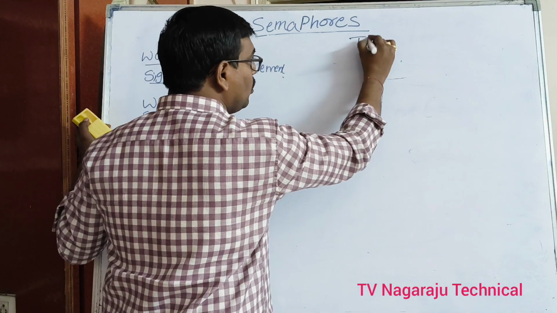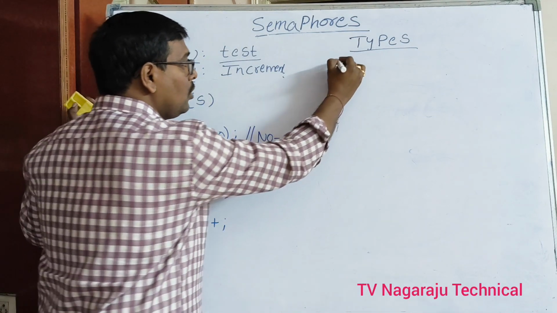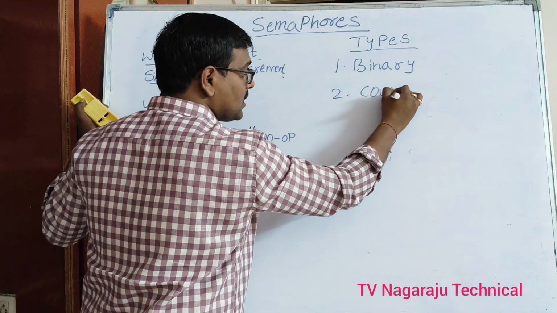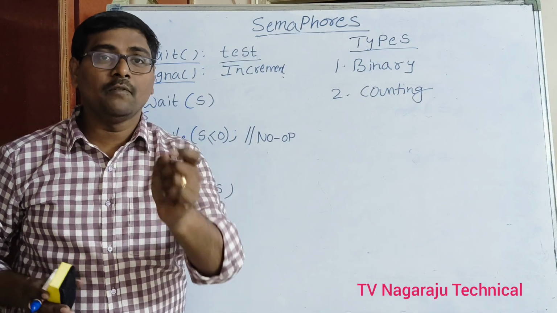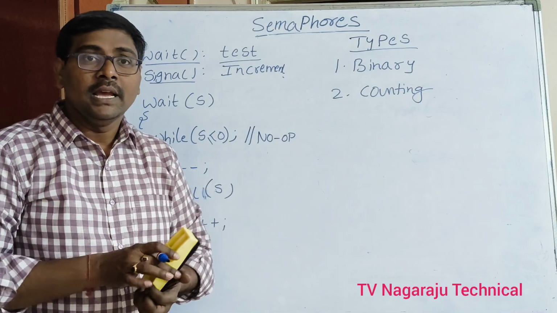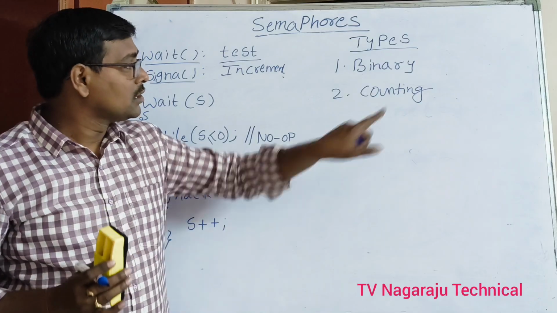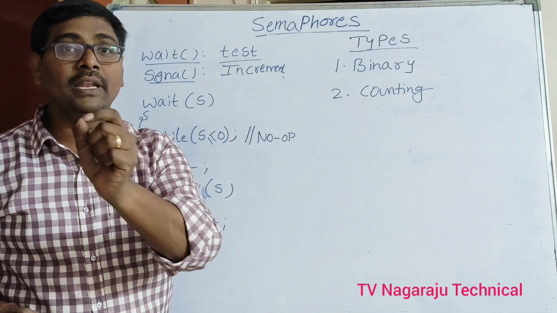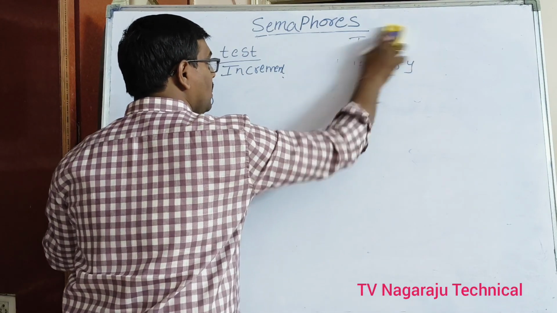Before that, you need to know the different types of semaphores. Mainly, we have two types of semaphores. One is the binary semaphore, the second one is the counting semaphore. Binary semaphore means the semaphore takes a value of either 0 or 1. Counting semaphore means we have a resource, and the resource has multiple instances. So in a counting semaphore, the value of the semaphore is the number of instances of the resource. Anyway, I will explain with one example, then it is very easy.